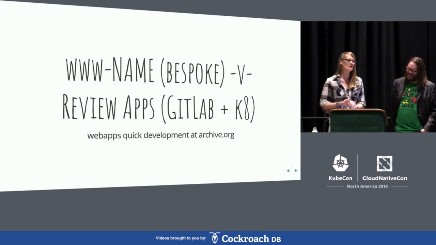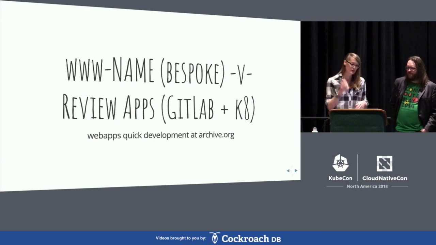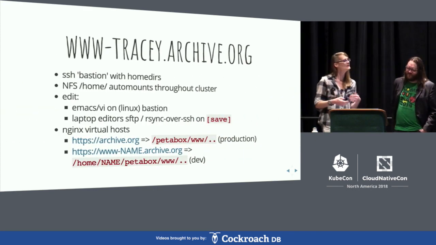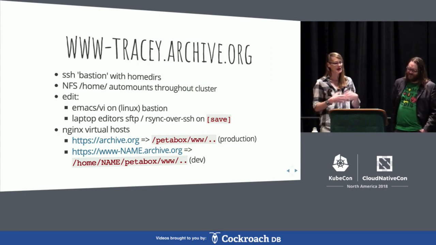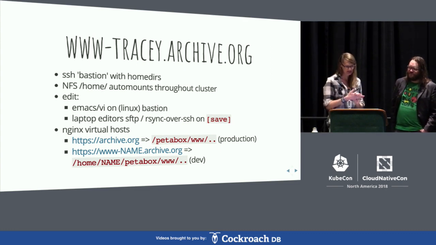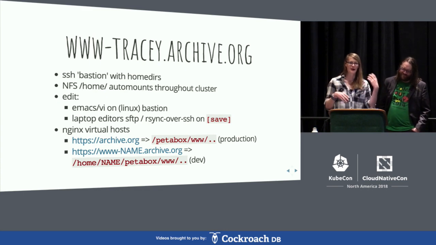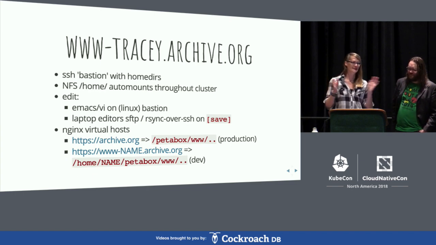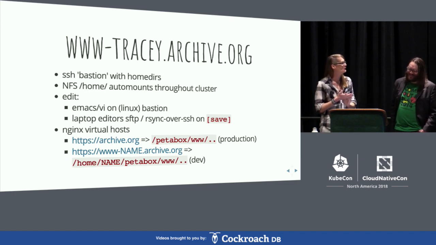So one other thing we thought would be interesting would be to show sort of before and after. We're running both of these right now. But we had a relatively nice way to have quick development at the archive. So my Unix name is Tracey. And we have home directories on our Bastion server. And those are exported and shared throughout our entire cluster over NFS as home.